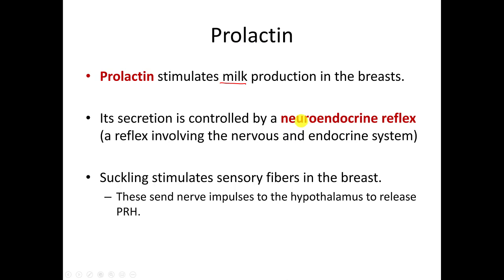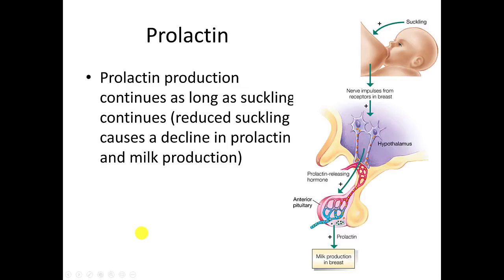And one of the big things that you have to have in order to continue making prolactin is suckling. So whether, after you've had your baby, you are pumping or you are breastfeeding the baby, there has to be the nervous system stimulation of the nipples in order to continue producing prolactin and continue making milk. So prolactin production will continue as long as suckling continues.